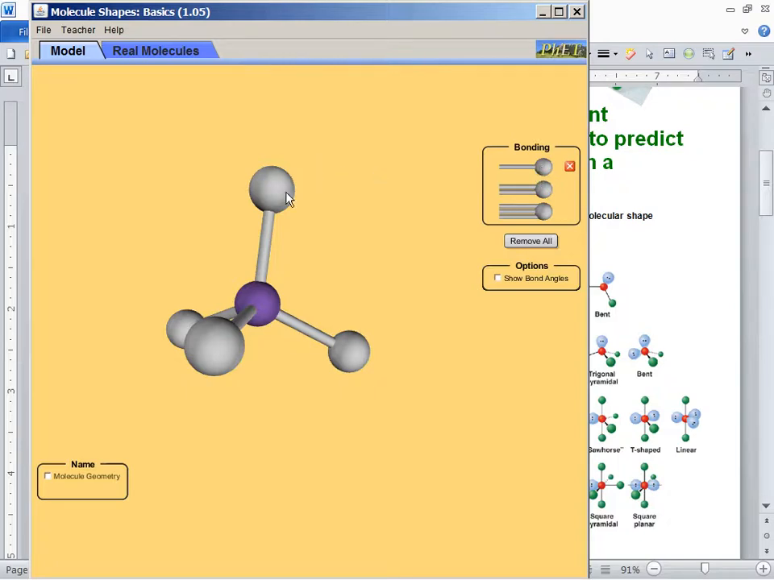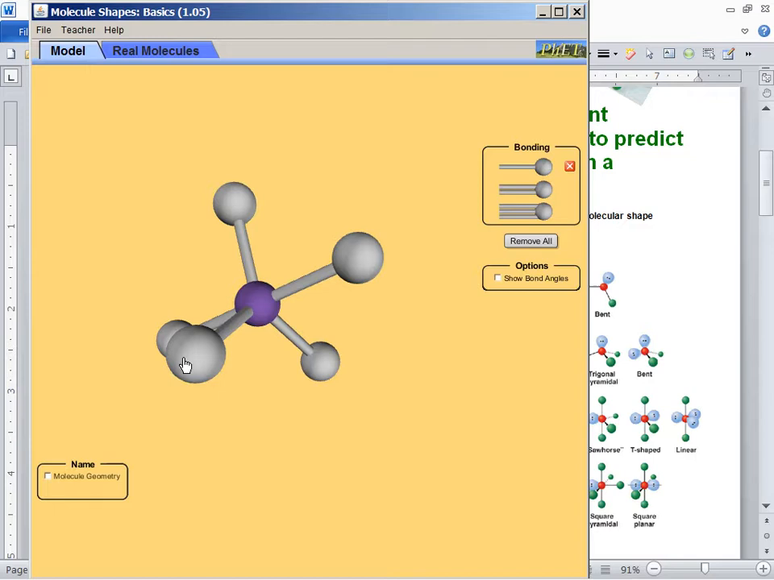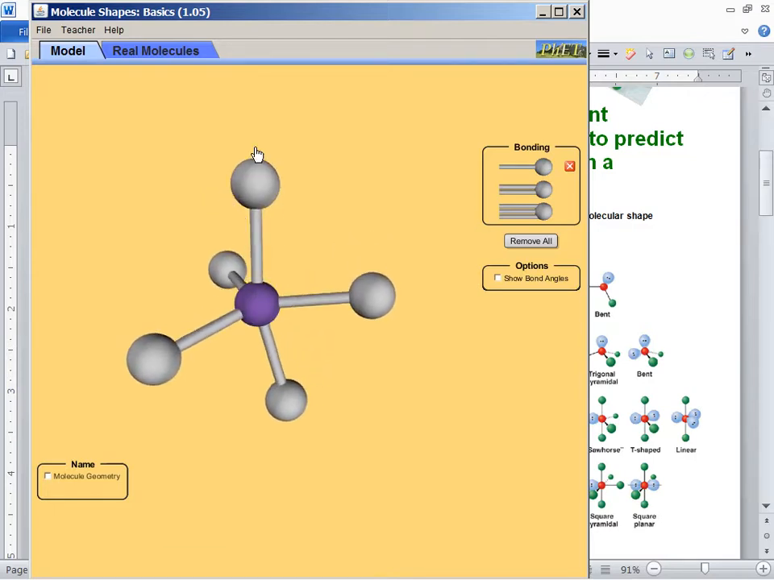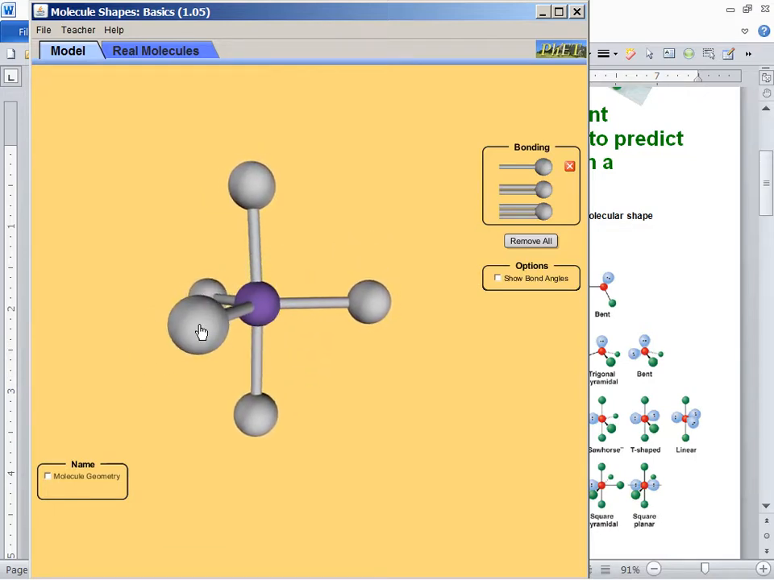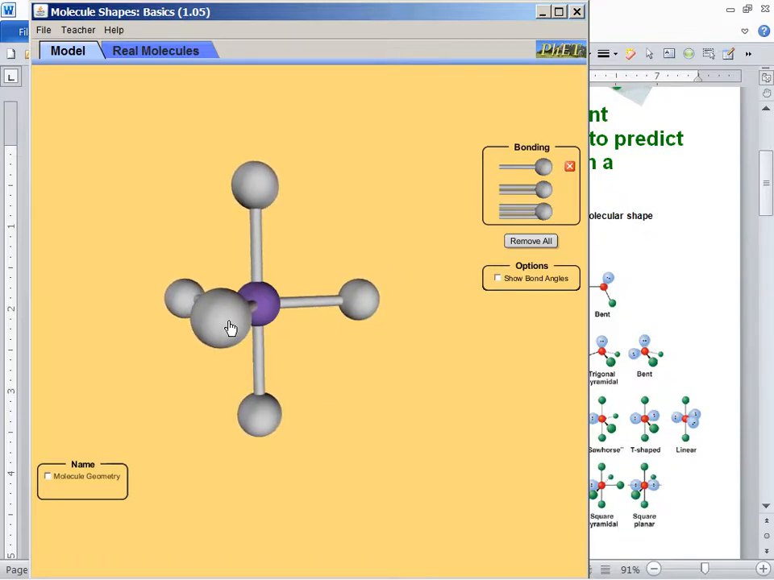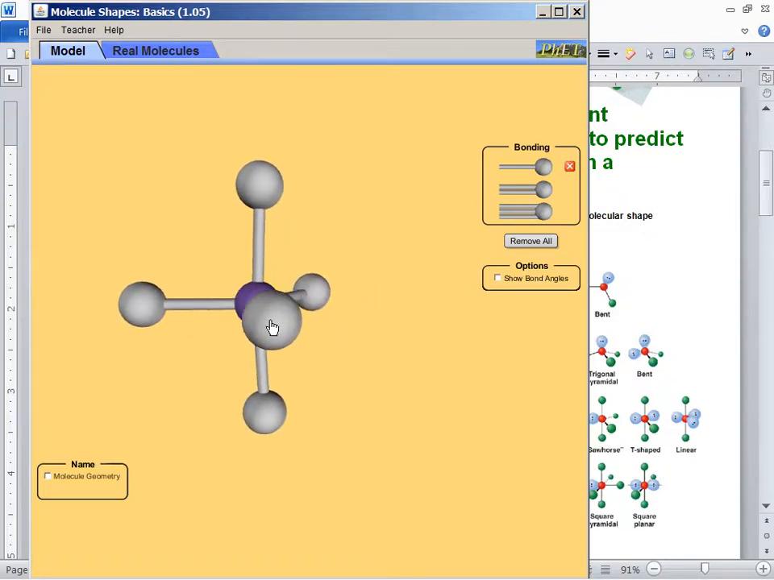Add another one. So that's 1, 2, 3, 4 surrounding atoms. 5. What do they call this one? Trigonal bipyramidal. Do you see why they call it that? Why do they call it trigonal bipyramidal?